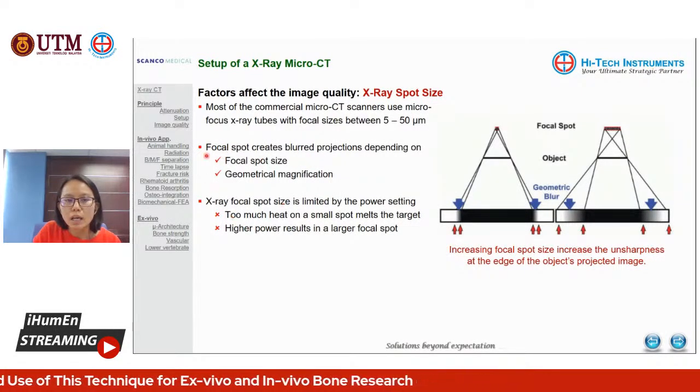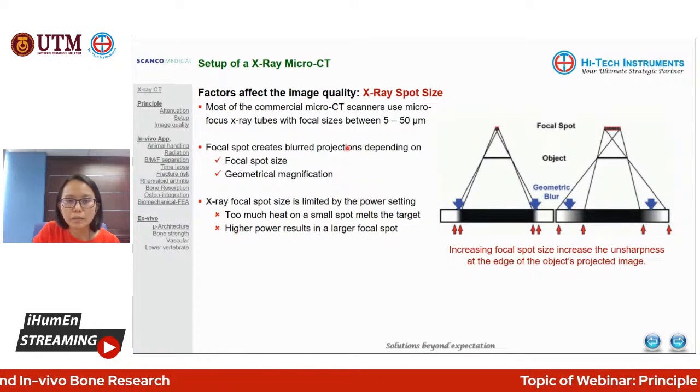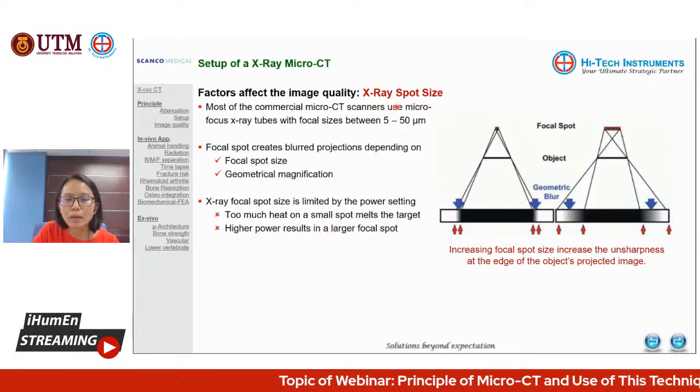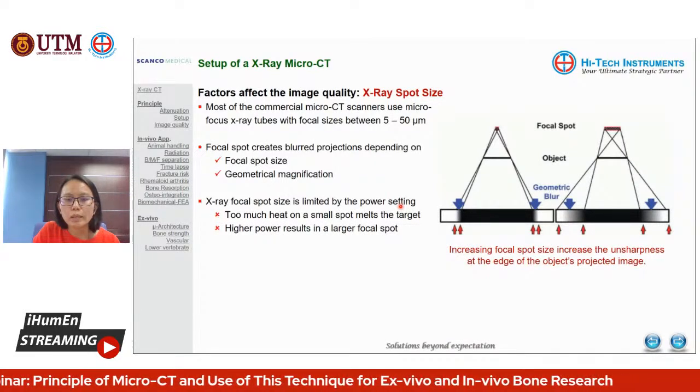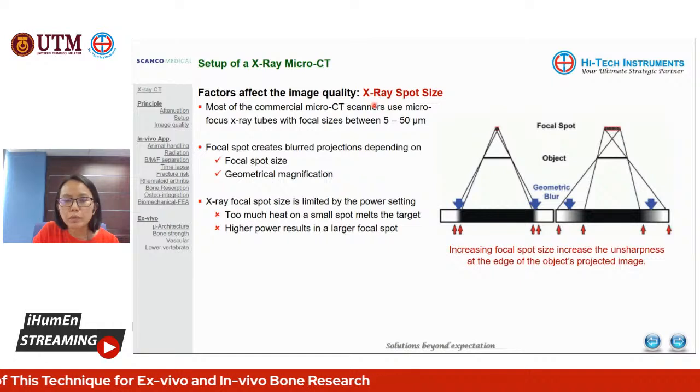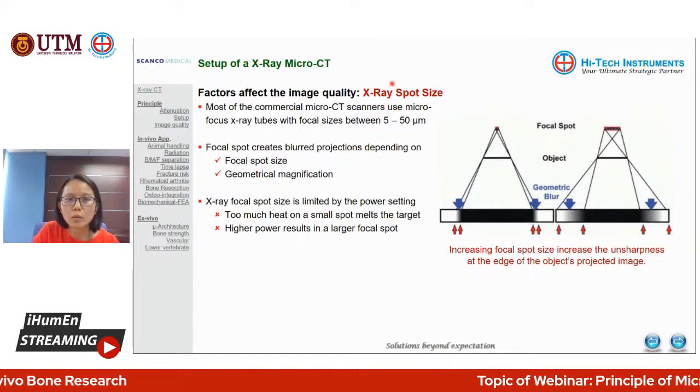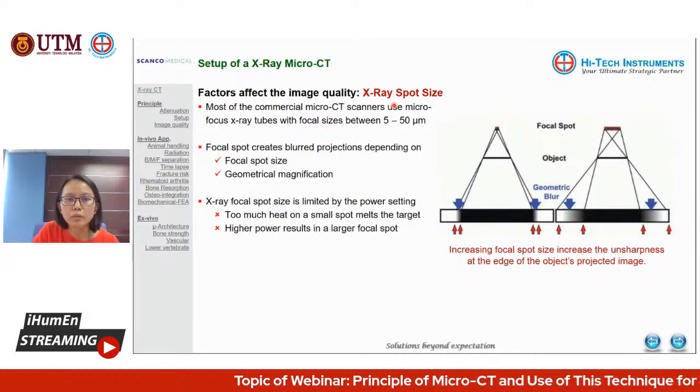And this one I would like to highlight is that the focus spot size is limited by the power setting. It cannot be too small, because when it becomes too small, it will generate a lot of heat that could melt the target itself. So that's why we have a limitation, and it normally ranges between 5 to 50 micron. It cannot be lower with the technology nowadays. The lowest is 5 micron.